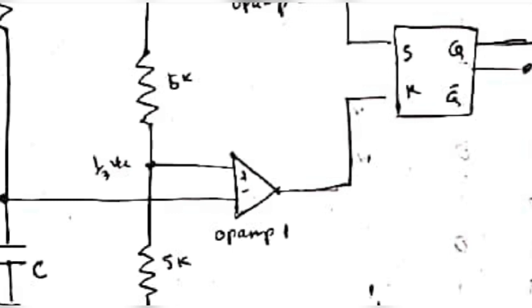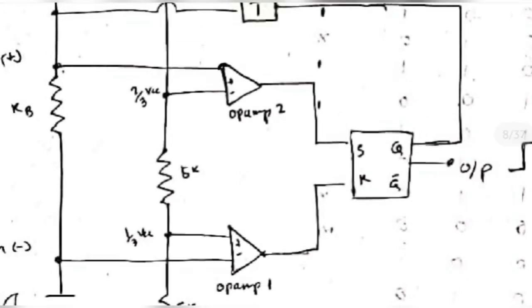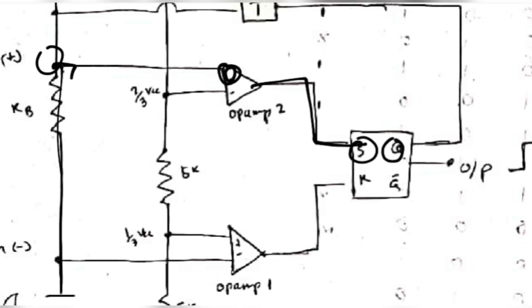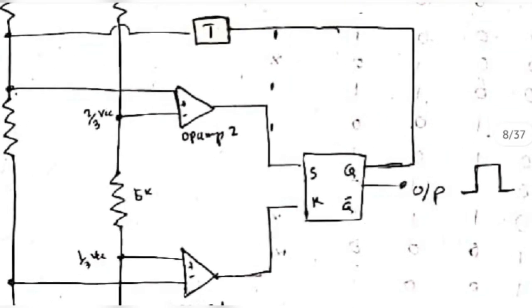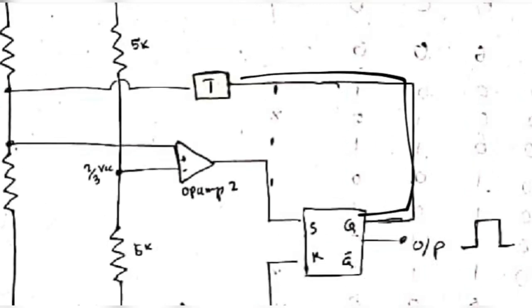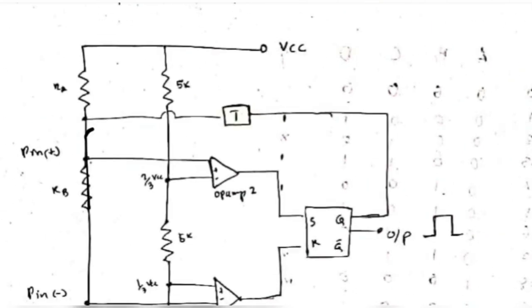Similarly, because of the charging of the capacitor, this positive will become more. So this S will become more here, and Q will become high. When Q becomes high, the output becomes high here, and the transistor will get on. When the transistor gets on, it will start discharging all the charges.